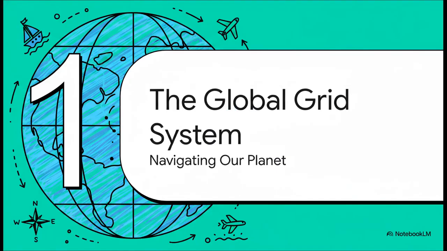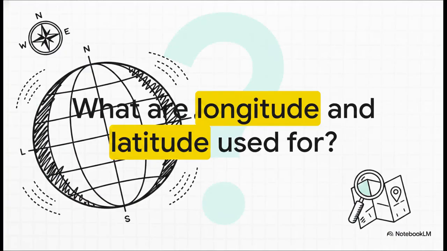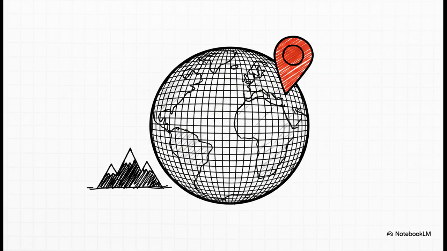Kicking things off with Zone 1, the global grid system, navigating our planet. Let's jump right into our first challenge. Question 29. What do we use longitude and latitude lines for on a world map or globe? Now, take a quick mental pause here and really lock in your answer. Got it? All right, here's the answer.